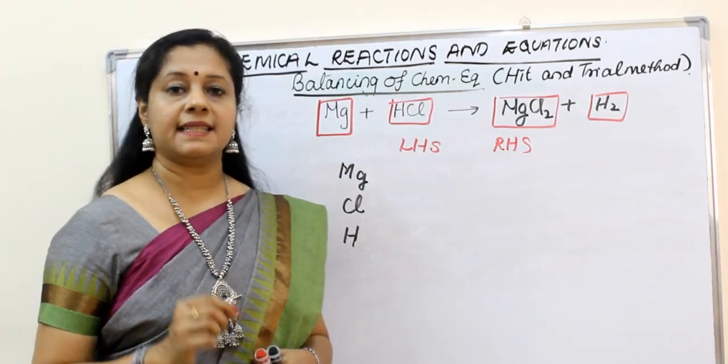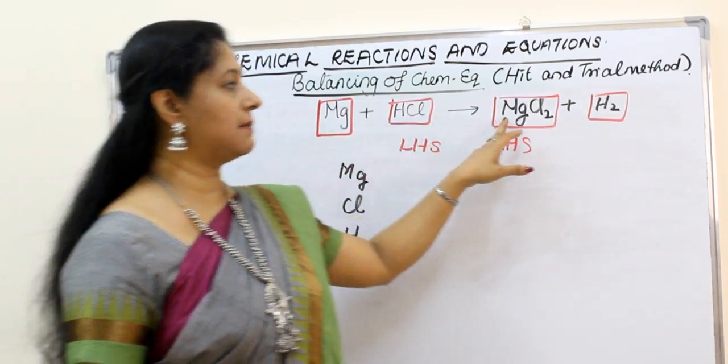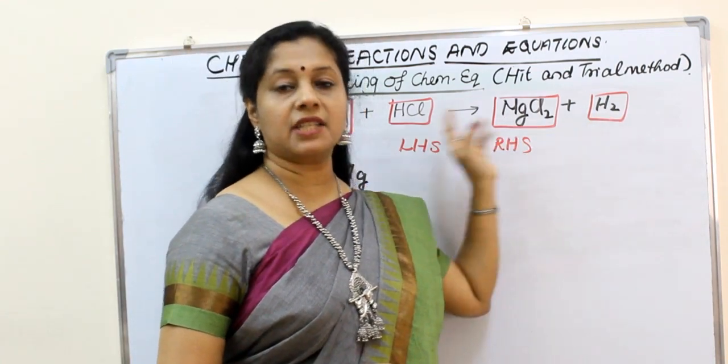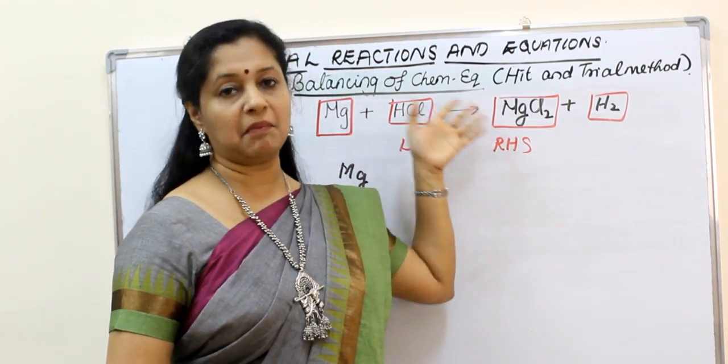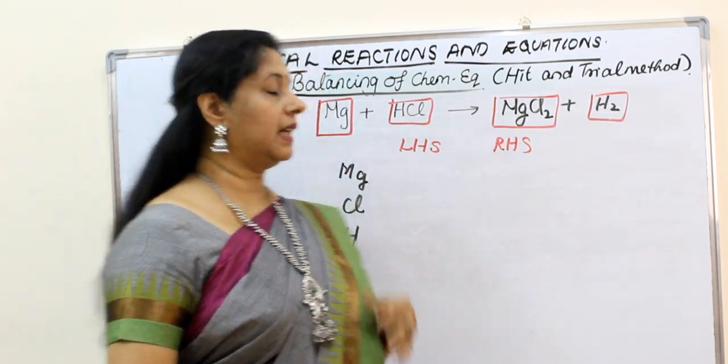Okay. Let us see another skeletal equation. Magnesium plus hydrochloric acid gives magnesium chloride plus hydrogen. Instead of zinc, we are taking magnesium. So metal plus acid, what is the gas? It will be hydrogen. We already saw that previously.